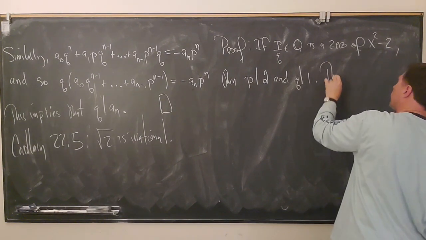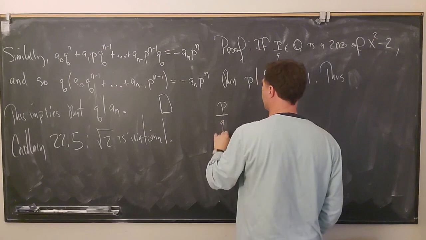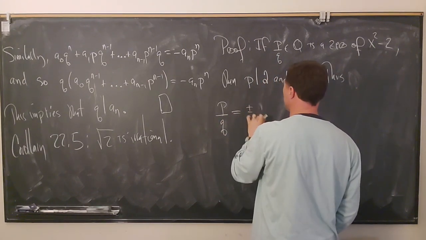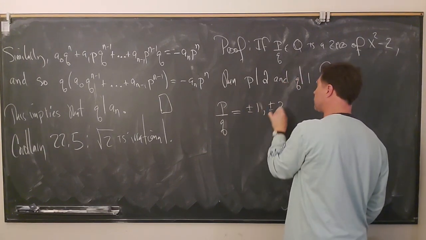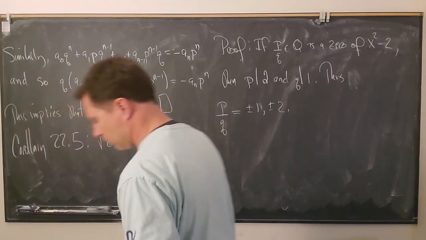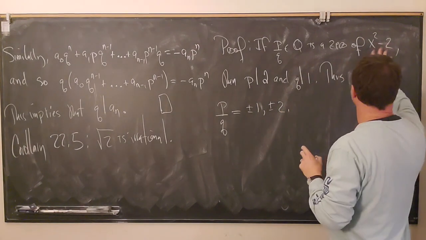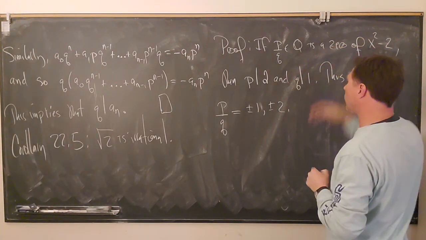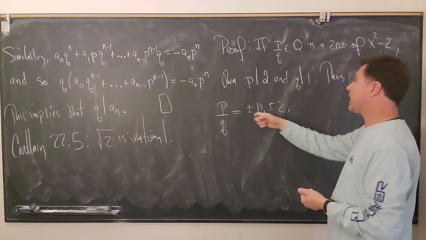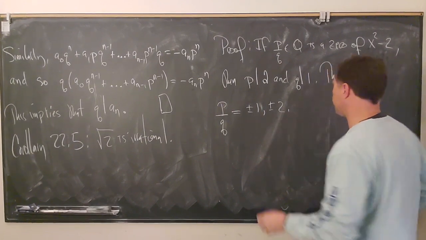So thus the fraction p over q has to equal plus or minus 1, or plus or minus 2. All right, so those are the only possible rational roots of this polynomial right here. And so how do you interpret this? You take each one of these, you plug it in here, and you say, guess what? They are not solutions of that polynomial.